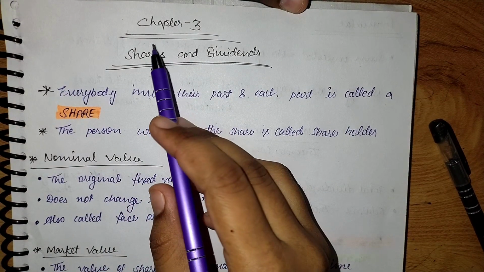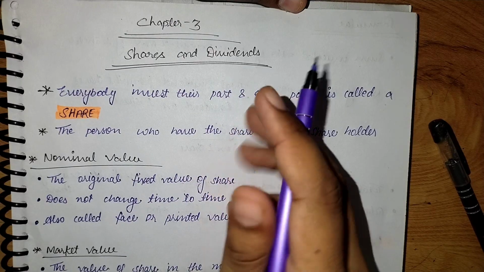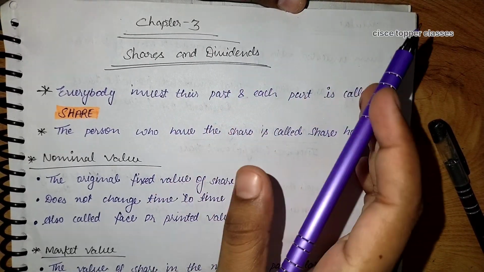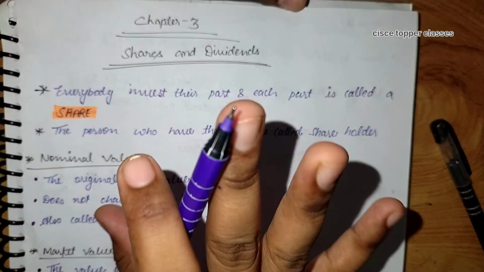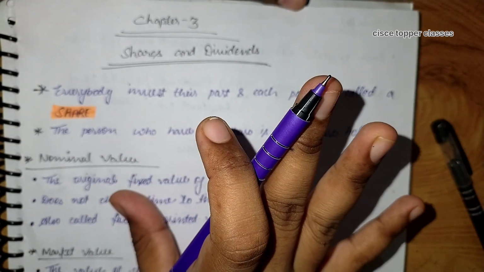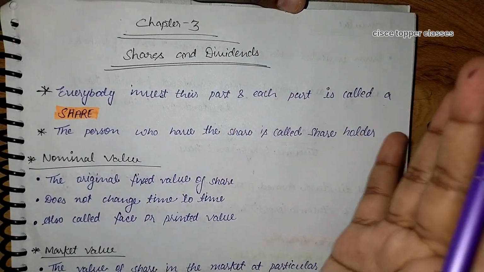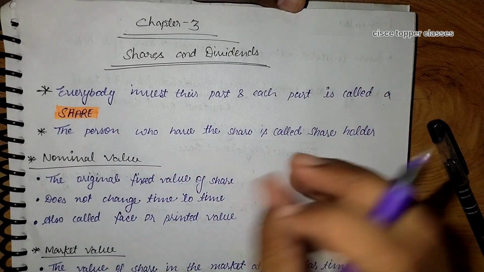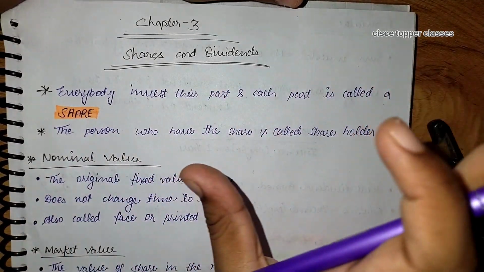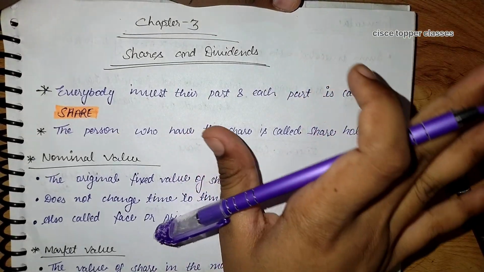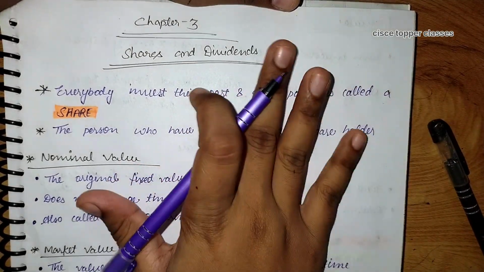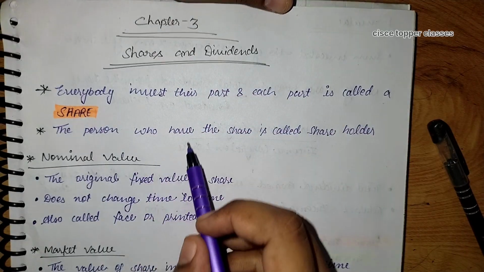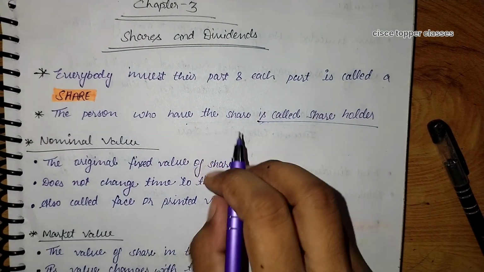Here we are going to solve chapter 3, shares and dividends. So firstly we will learn about what is a share, what is a shareholder, and dividend. When we form a company, we invest some money from everybody. So everybody invests their part and each part is called a share. Means when we make a company, there are some shareholders who invested their money in terms of some profit to the company. The person who has the share is called a shareholder.